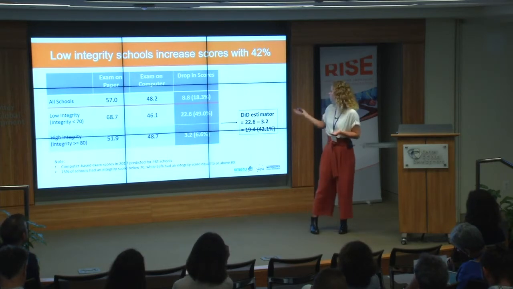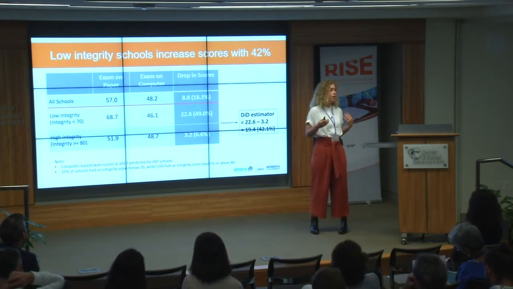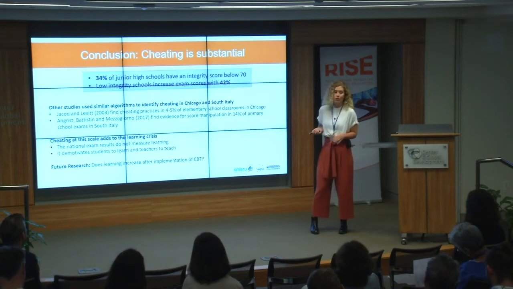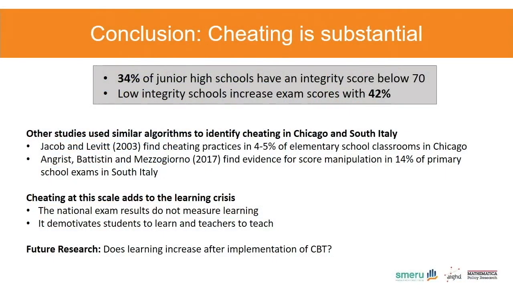So we take the difference between these scores and say, okay, so due to cheating, these low integrity schools can increase their scores by 42%. So to conclude, cheating is substantial in Indonesia. 34% of the schools have low integrity according to this integrity score, and they increase their score by 42%.